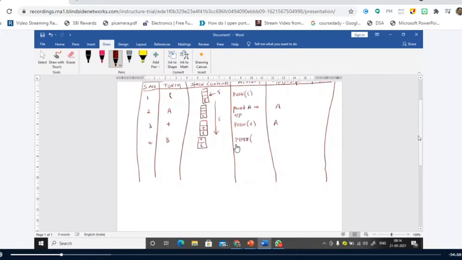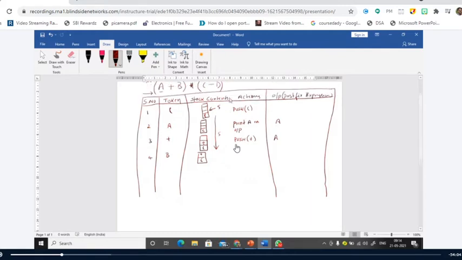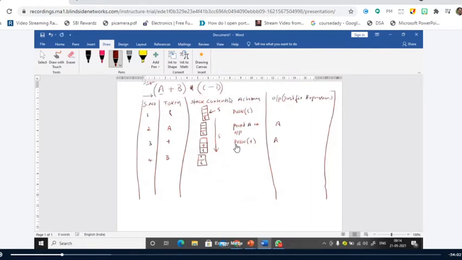Print. Yes, sorry. So the action you are going to perform here is print B in output. So it becomes A and B. What about the next token?